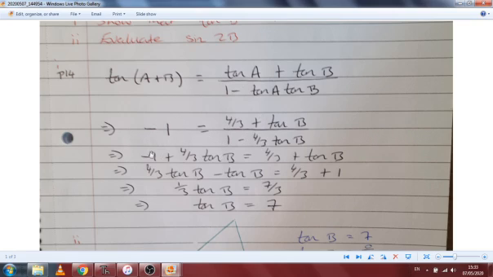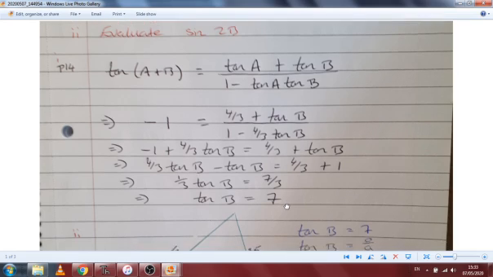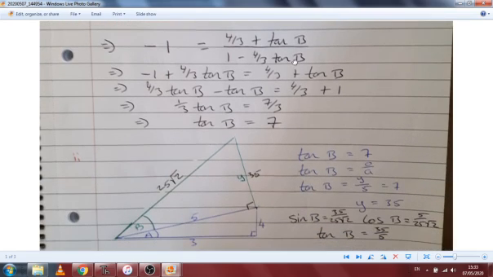Again, after that it's just a matter of tidying up with algebra, so multiply both sides by the denominator to get minus 1 plus 4 over 3 tan B, and that's equal to the top line 4 over 3 plus tan B. Rearrange it and I get the third tan B equals 7 over 3, and then tan B is 7. For the second part I kind of did a little bit more work than I needed to, so it's not that essential, but again it might be somewhat useful.